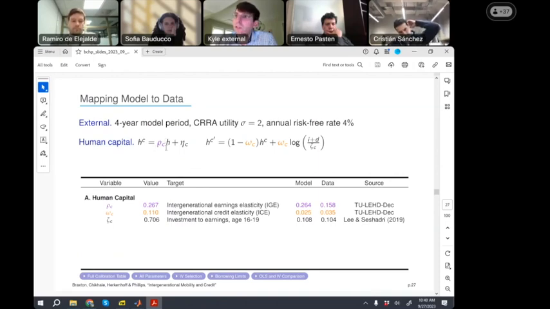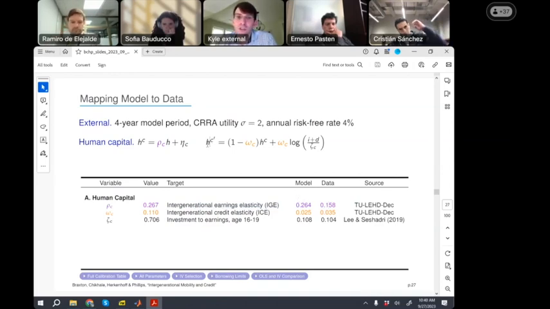The first is rho C, which is the relationship between your parents' human capital H and your kids' human capital HC. So this is the intergenerational elasticity that's going to pin down that persistence, the transmission from parents to kids. So you're going to see that here in this row. And the model is going to be a bit high.